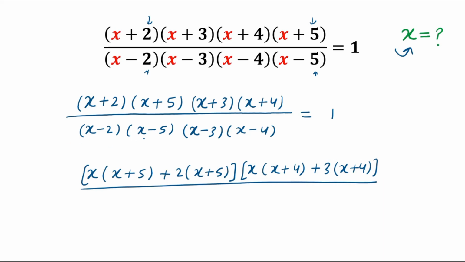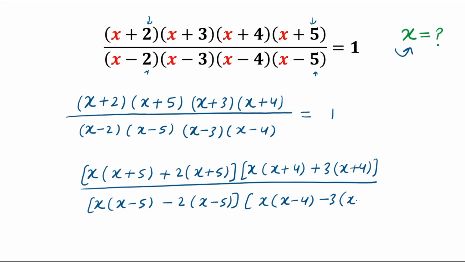this x is multiplied by x minus 5. x times x minus 5, and minus 2 is multiplied by x minus 5. Minus 2 is multiplied by x minus 5. This x is multiplied by x minus 4. x times x minus 4, and minus 3 is multiplied by x minus 4. Minus 3 multiplied by x minus 4, and this is equal to 1.